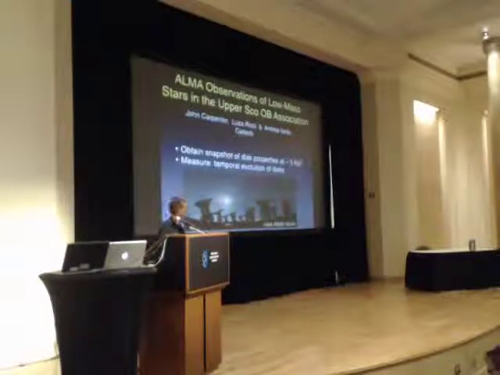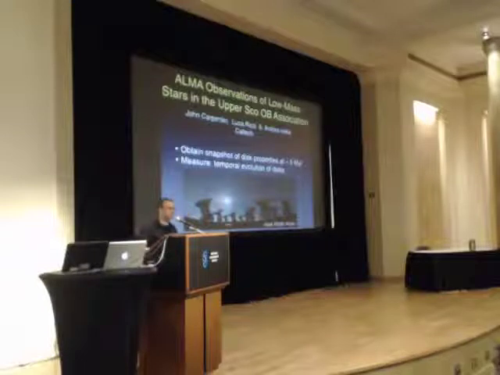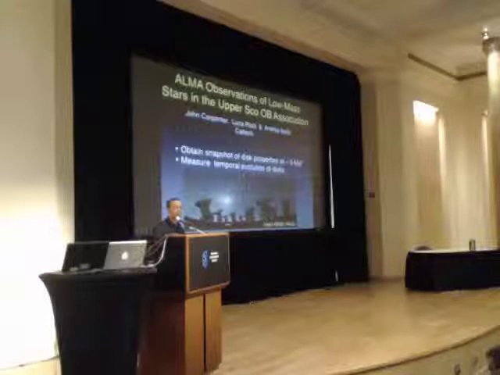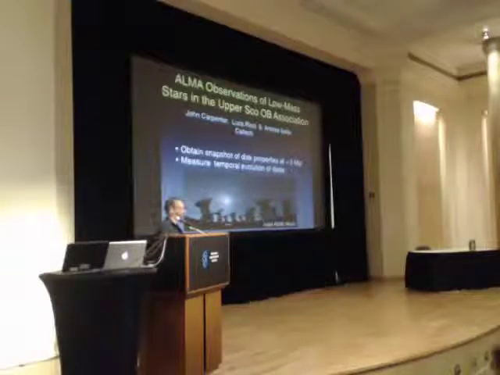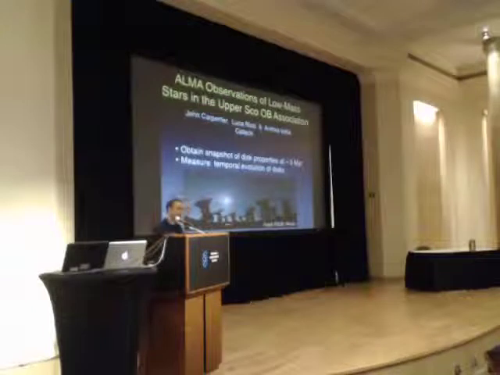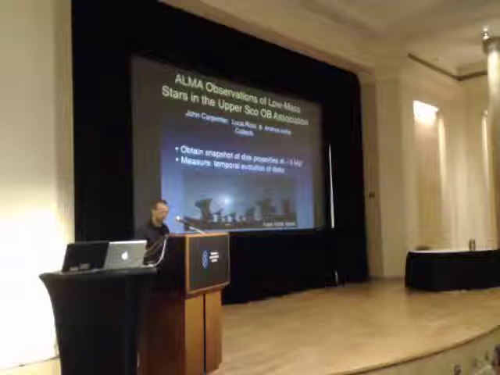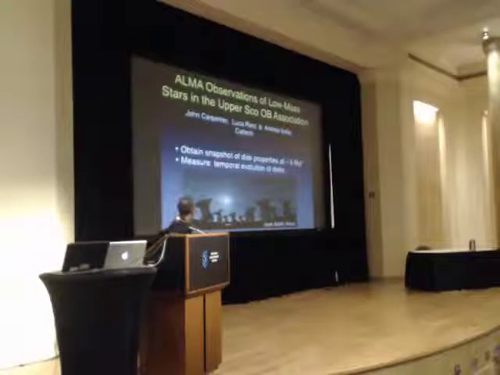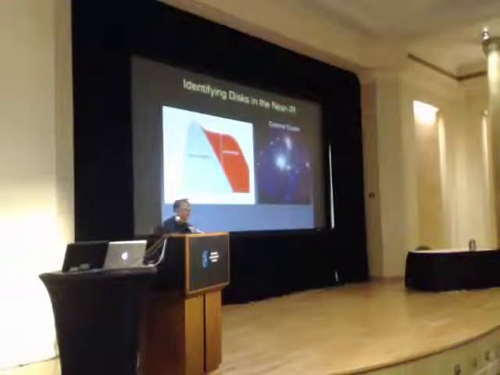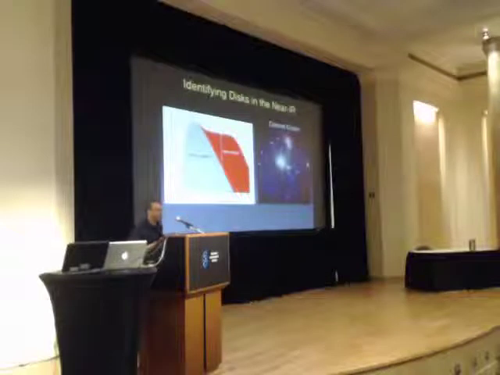One is you get a snapshot of disk properties at an age of about 5 million years, when disks are nearly gone. What are the properties of the disk at that age? And basically I'll do a comparative study, comparing them to the disks that we see in the younger regions like Taurus and Ophiuchus, to see how disks may evolve on the order of a few million years. So we've heard several times in this conference about how disks dissipate in 3 to 5 million years.